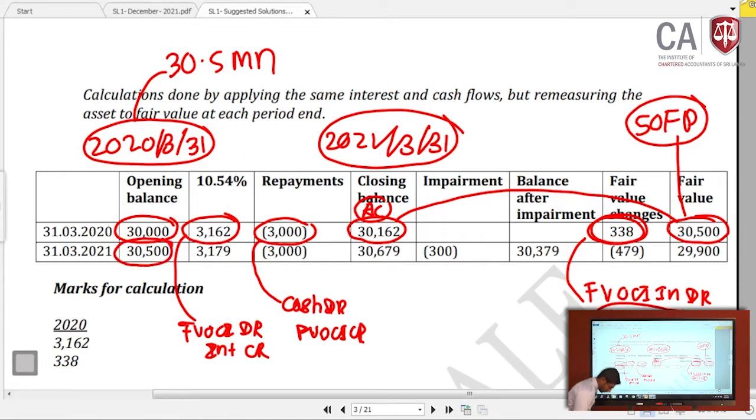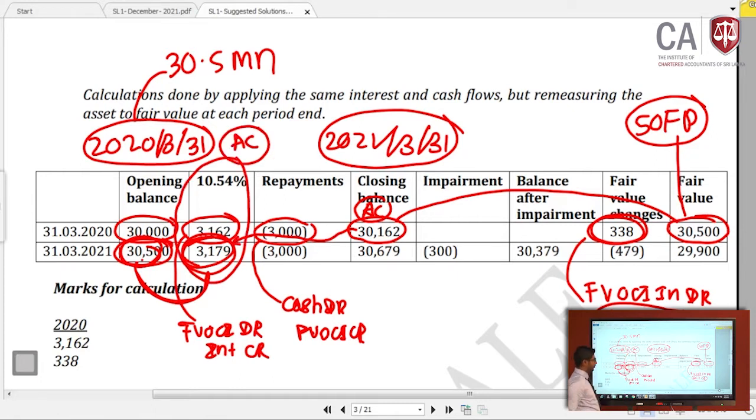opening balance is this, right? Opening balance is this, but again with interest, you have to be careful. Interest needs to be accrued not on this balance. Interest should be accrued on this balance. Why? Whatever the interest accrual, it goes based on the amortized cost model, the amortized cost formula, right? So don't come and compute interest for 30,500 into 10.54, which is incorrect. This should always follow the amortized cost formula. And repayment receiving and closing balance is this.